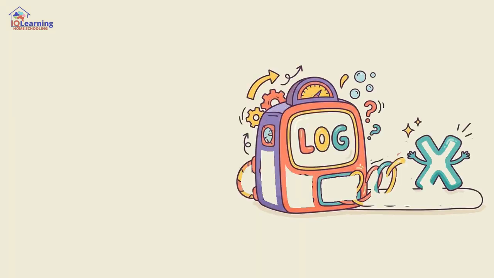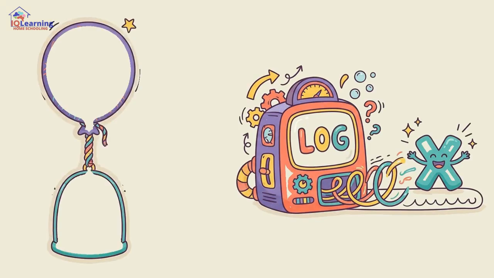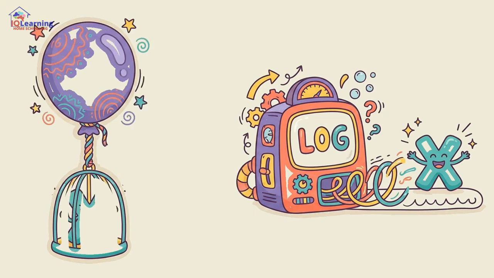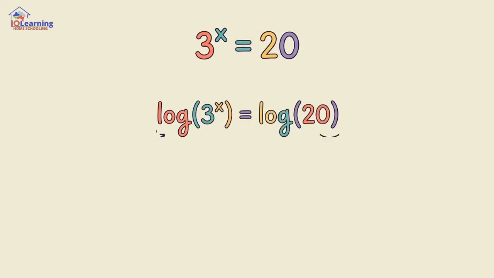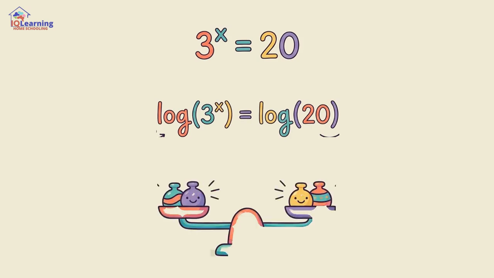Think of logs as translators for exponents. When a variable is trapped up in an exponent, logarithms translate the equation into a form algebra can handle. So let's solve 3 to the x equals 20. First, take log of both sides. Log of 3 to the x equals log of 20. This works because if two quantities are equal, their logarithms are also equal.